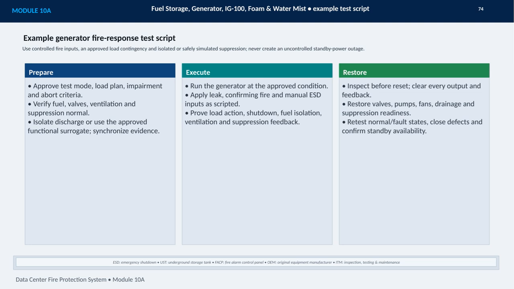Restoration is just as important. Before resetting anything, inspect the system, clear every output and feedback, and restore valves, pumps, fans, drainage, and suppression readiness. Finally, retest normal and fault states, close any defects, and confirm standby availability. The supporting terminology includes UST for underground storage tank, FACP for fire alarm control panel, and OEM for original equipment manufacturer.